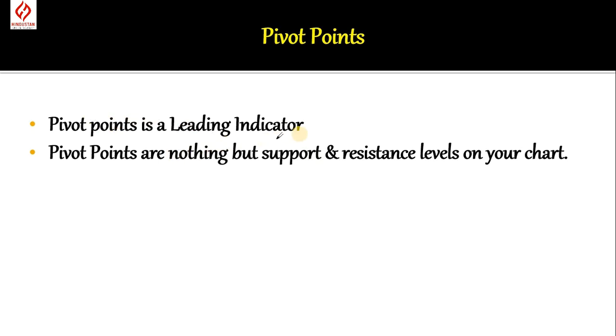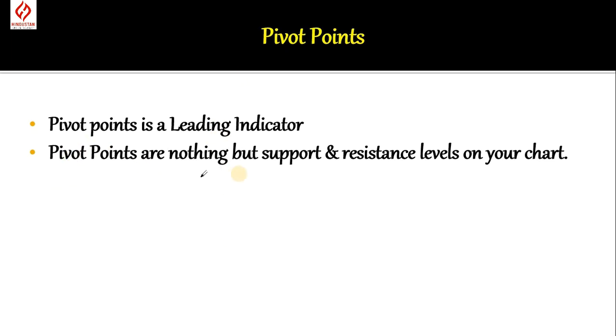Pivot point is a leading indicator. See, in trading there are two types of indicators, leading indicators and lagging indicators. Leading indicators are the ones which will give you buy or sell signals well in advance so that you can take a buy or sell decision at the right time, right? So pivot points are one such indicator, they'll give signals well in advance. Whereas lagging indicators are the ones which will give delayed signals. Your moving average, stochastic, those are all considered lagging indicators.